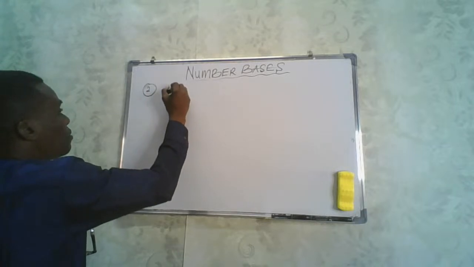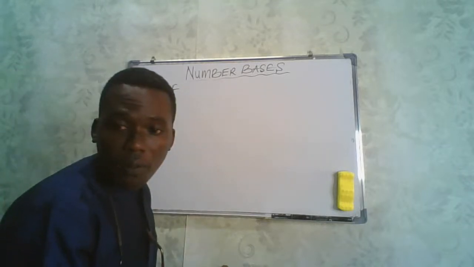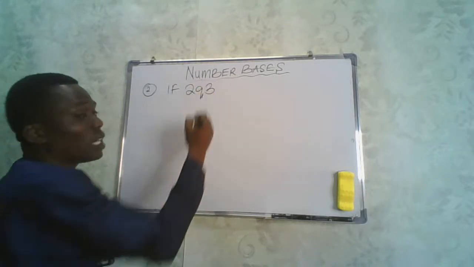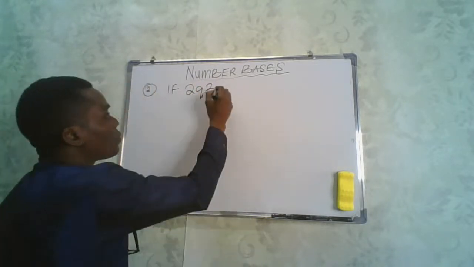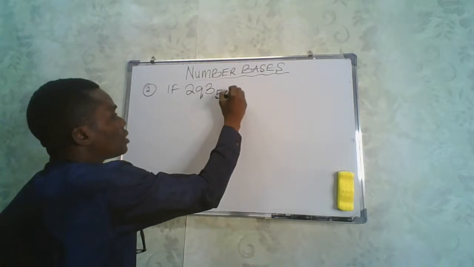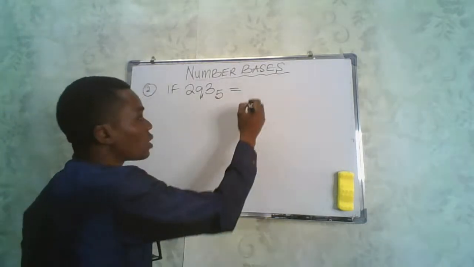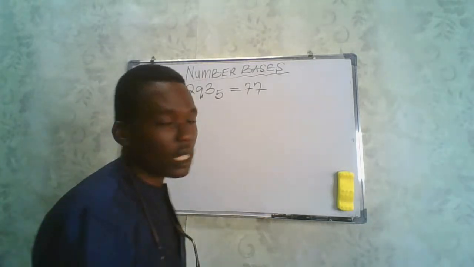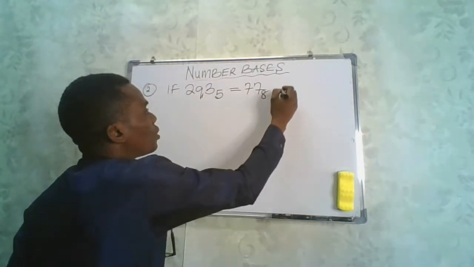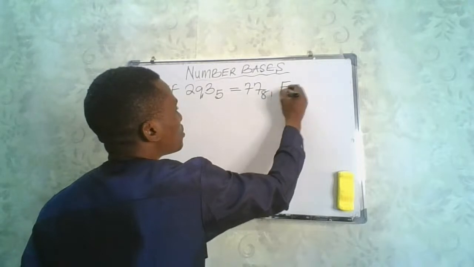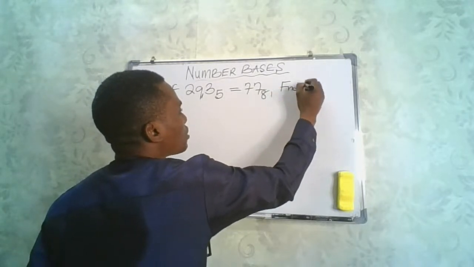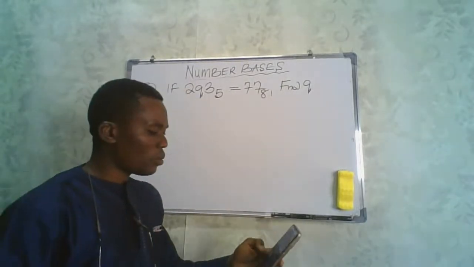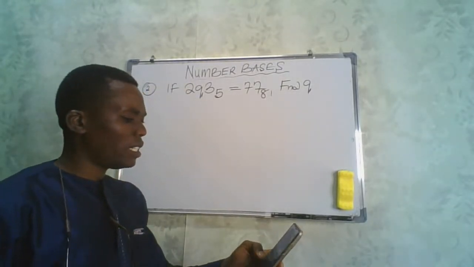Sample 2. If 2Q3 in base 5 is equal to 77 in base 8, we are asked to find Q. So that is the value we are given, and we are asked to find Q.